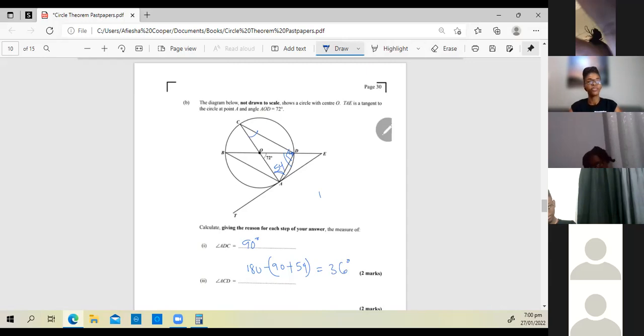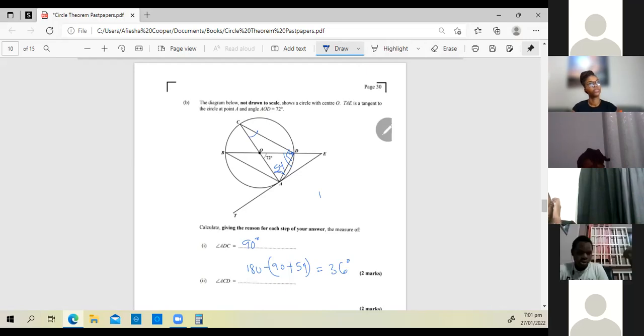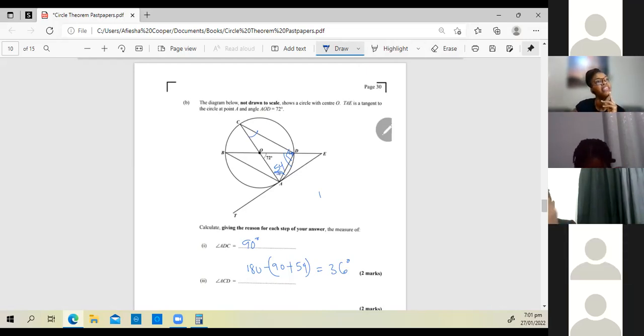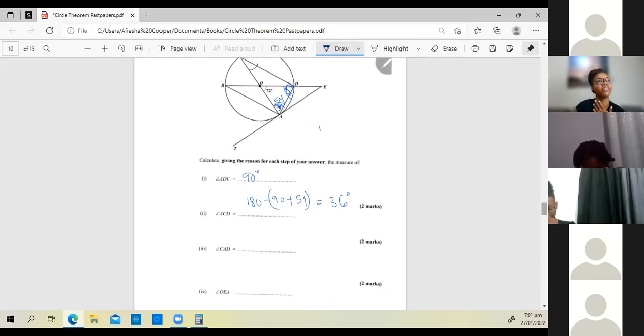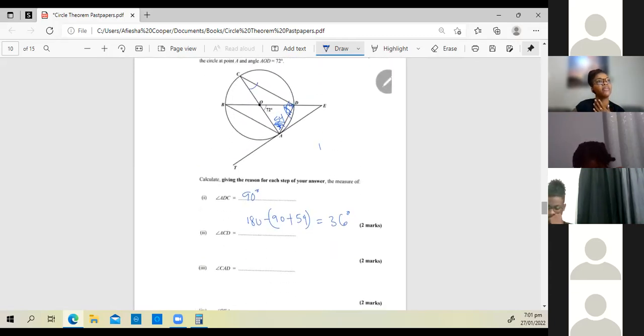Me. I did, miss, my mic was mute. I was gonna tell you, I just raised my hand. Miss, I mixed it up. For CAD, I got 54, and for ACD, I got 36. Right. I just watched. So we had to find the isosceles part, which is 54, 54, and then we add 90, 54, and subtract it from 180. All right, CAD, 54, right?